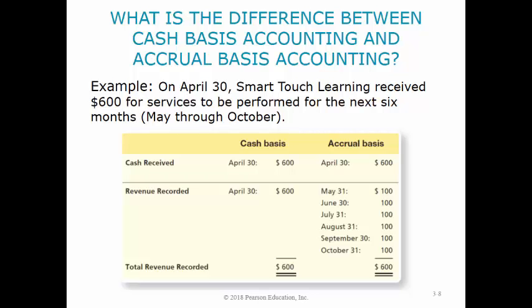Under both methods, cash basis and accrual basis, the total amount of revenues and expenses recorded by October 31 was the same. The major difference between a cash basis accounting system and an accrual basis accounting system is the timing of recording the revenue or expense.